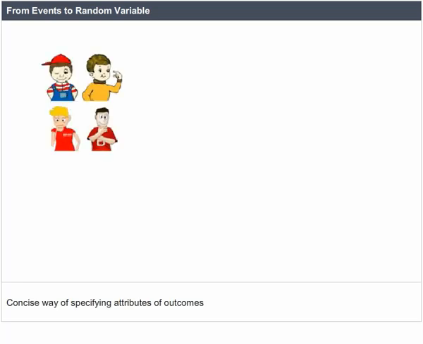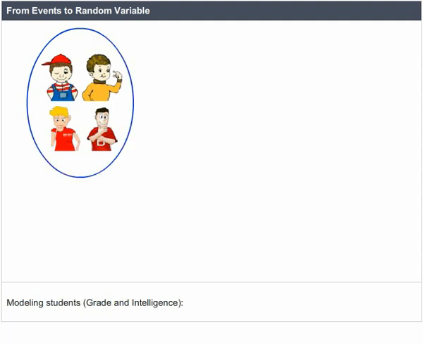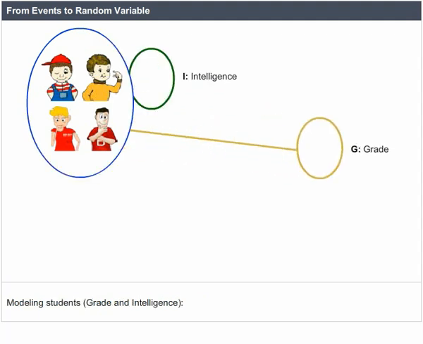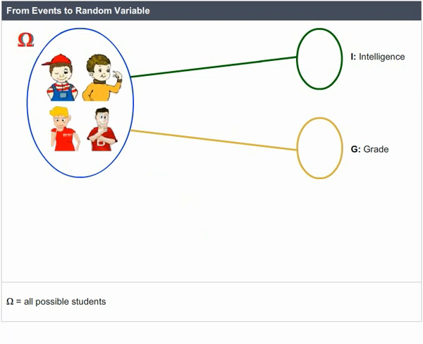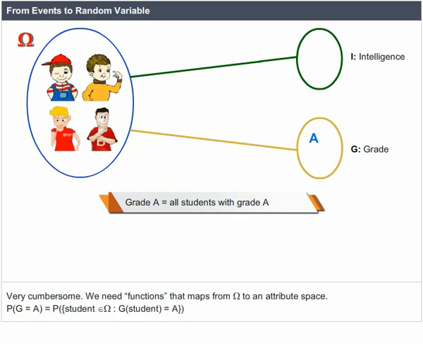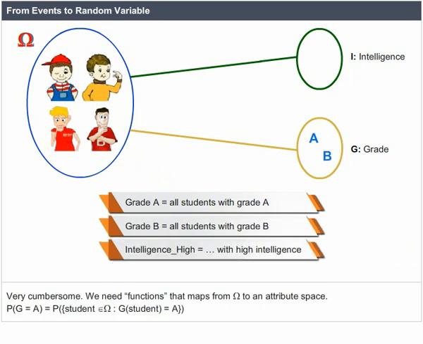From events to random variable: a concise way of specifying attributes of outcomes, modeling students, grade and intelligence. Omega is equal to all possible students. What are events? Very cumbersome. We need functions that map from Omega to an attribute space. Probability of G equal to A equal to probability of student belongs to Omega such that G of student equal to A.